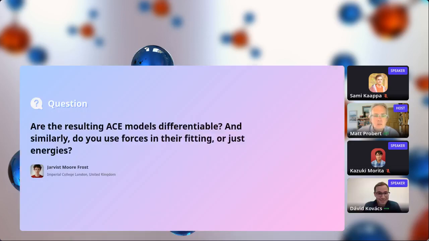I thought so. And finally, a question from Jarvis. Are the resulting ACE models differentiable?